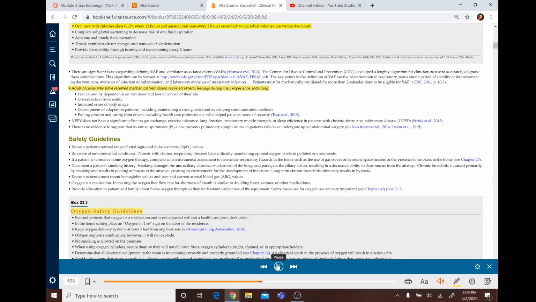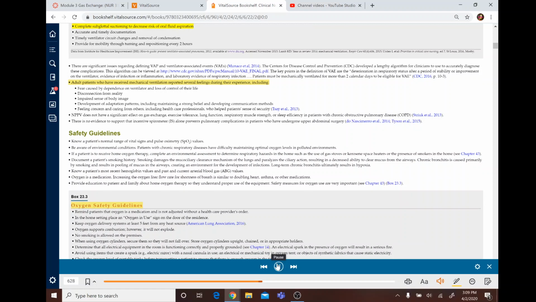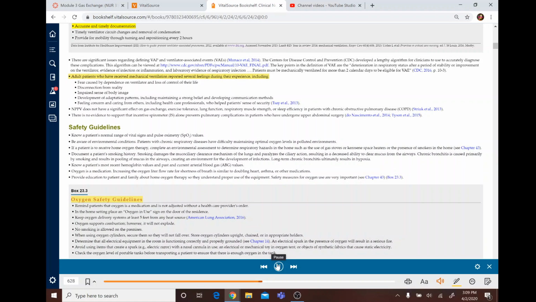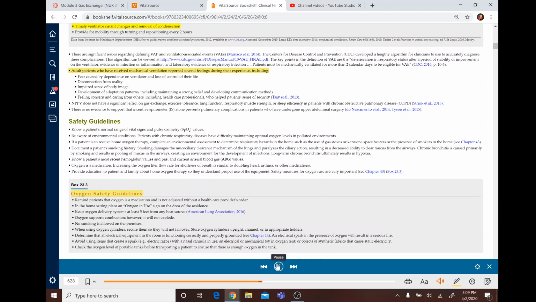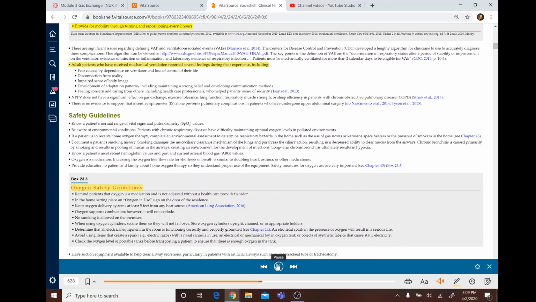Oral care with chlorhexidine 0.12% every 12 hours and general oral care every 2 hours secondary to microbial colonization within the mouth. Complete subglottal suctioning to decrease risk of oral fluid aspiration. Accurate and timely documentation. Timely ventilator circuit changes and removal of condensation. Provide for mobility through turning and repositioning every 2 hours.